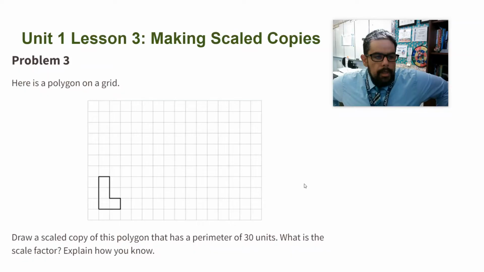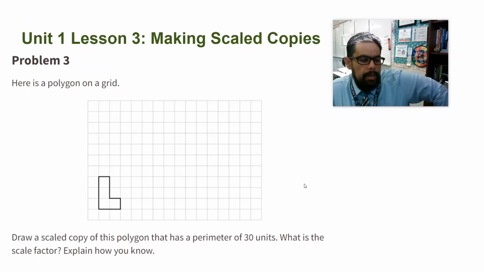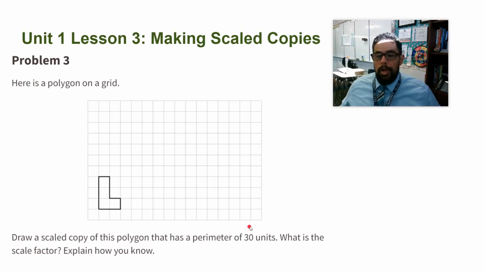Mr. Urrutia here, and we're going to go over Unit 1, Lesson 3, Practice Problem Number 3. Here's a polygon on a grid. Draw a scale copy of this polygon that has a perimeter of 30 units. What is the scale factor? Explain how you know. So here we're going to draw the scale copy.